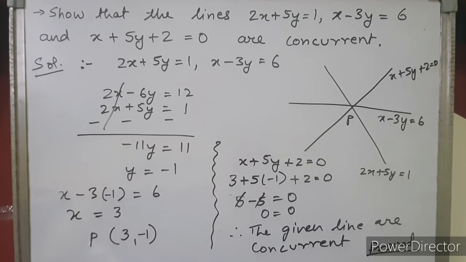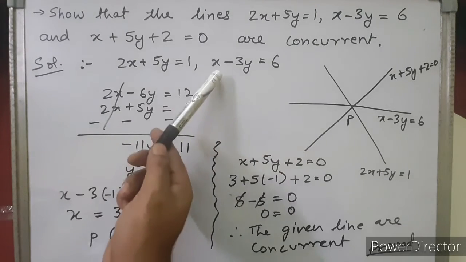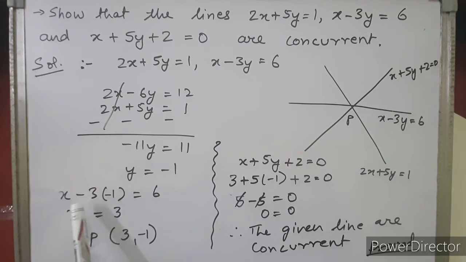Now that we have the value of y as minus 1, we'll substitute it in the second equation to obtain the value of x. So when we put y equals minus 1 in the second equation, what will we get? x minus 3 times minus 1 equals 6. So this minus will become plus 3. Transfer that side. 6 minus 3 will be 3. So the value of x will be obtained as 3. So the coordinates of P will be (3, minus 1).